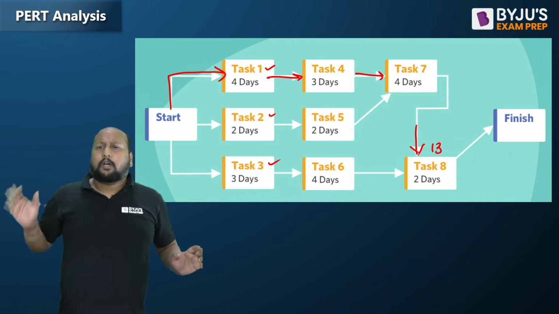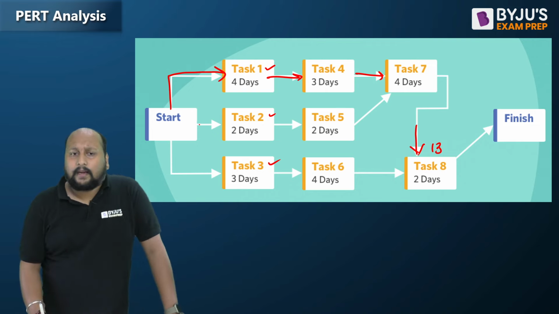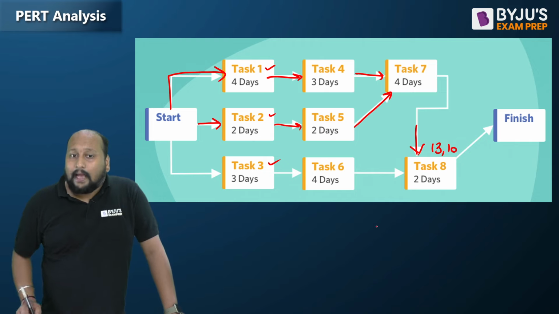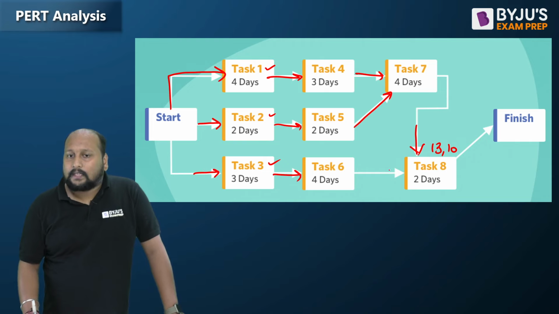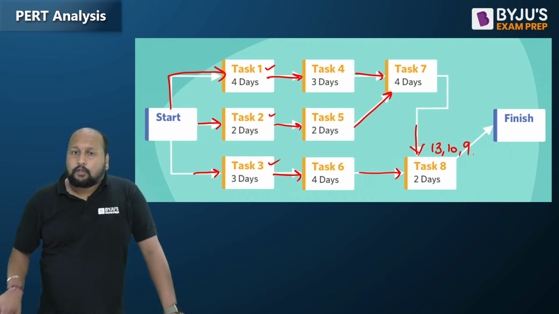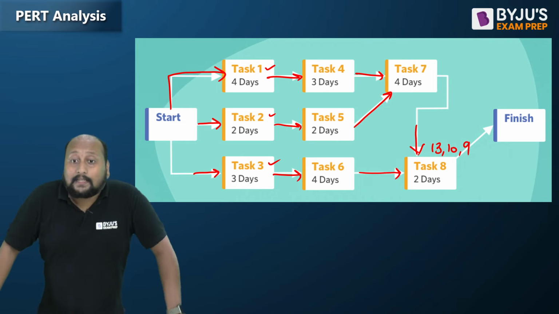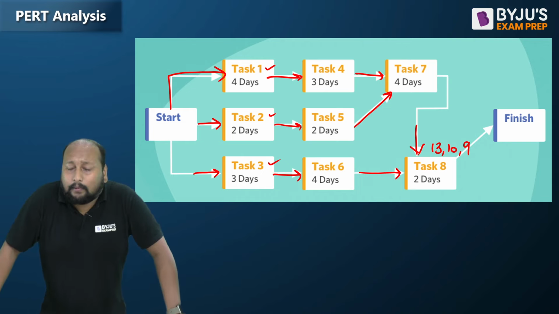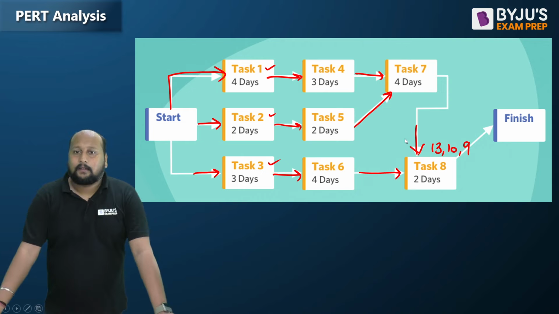Let us suppose I'm not going in that pathway, I'm going by this pathway. So 2 plus 2 plus 4, that is 8 plus 2, that will be 10. And if I'm going with the third pathway, that is 3 plus 4, 7 plus 2, 9. Okay, so if I ask you the question, what is the minimum time to complete this project? Many of the students will be saying, sir, it will be 9, which is incorrect.